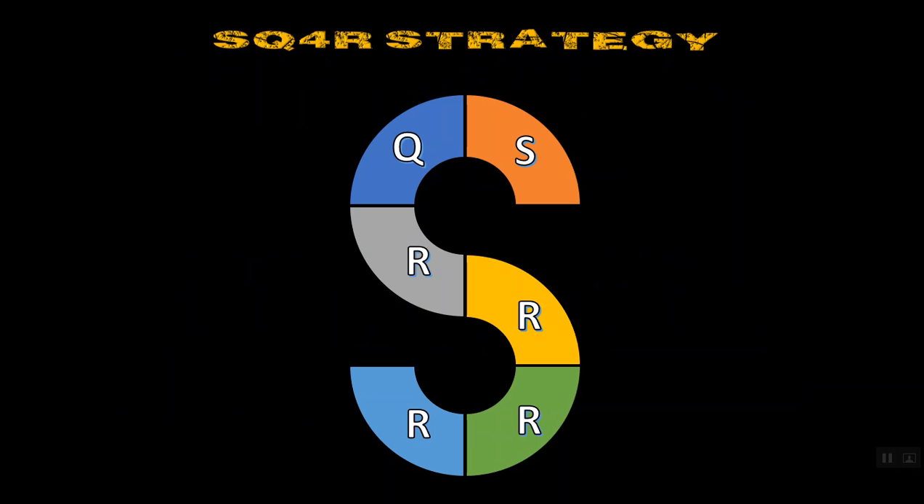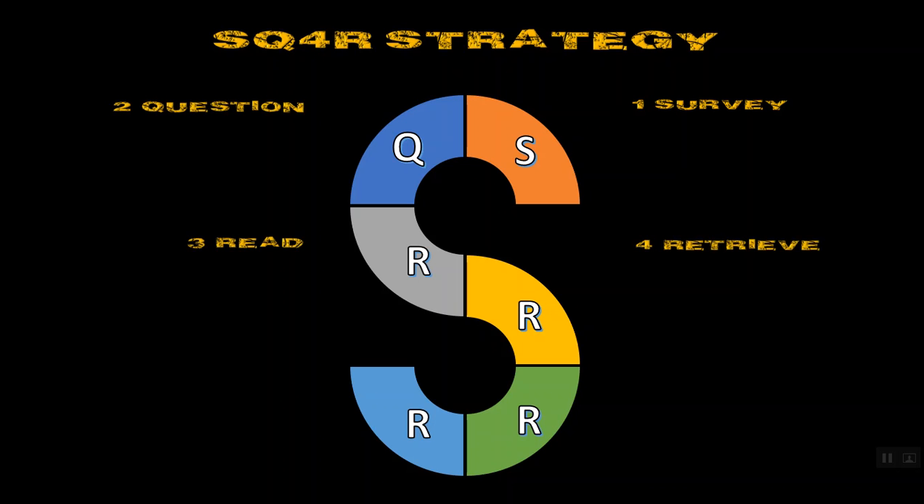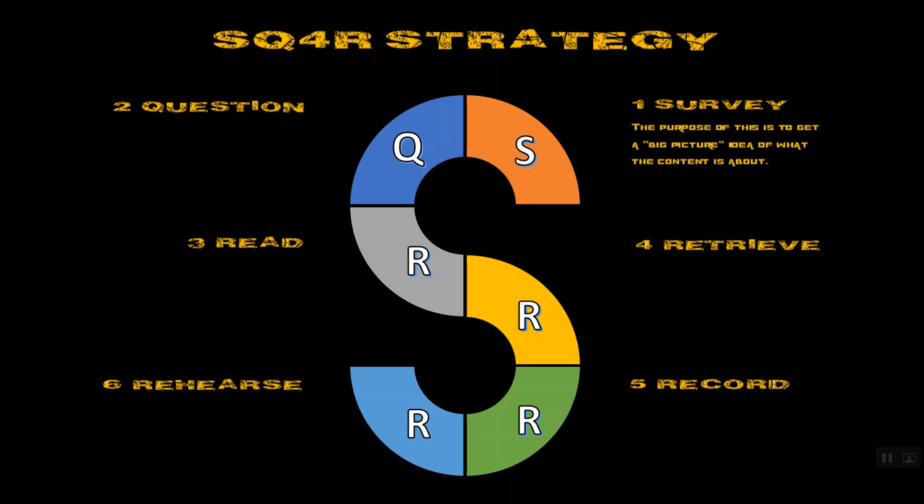Okay, so what is the SQ4R strategy? It's an S, a Q, and 4Rs, and the letters stand for surveying, questioning, reading, retrieving, recording, and rehearsing. Today we will be looking at the first three: survey, question, and read. So the purpose of surveying is to get the big picture of what the content is about.